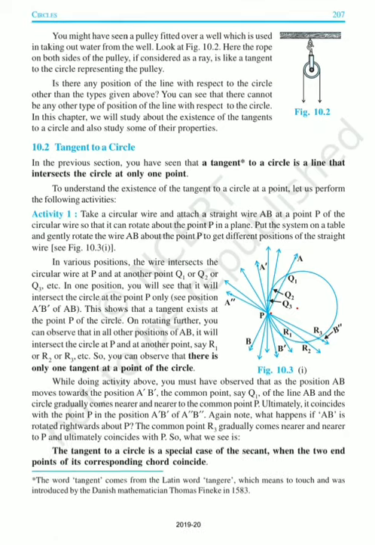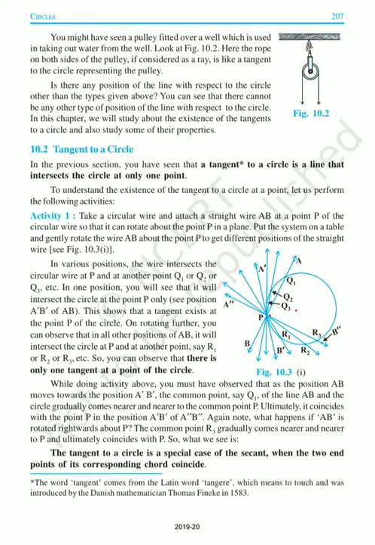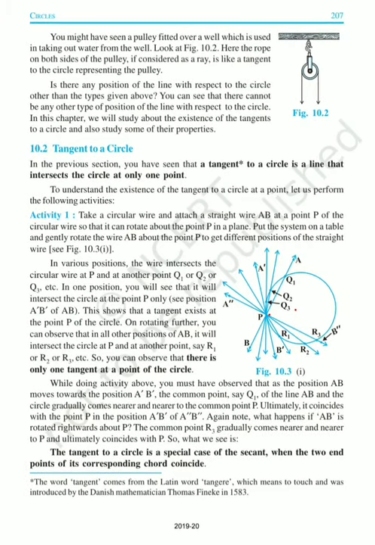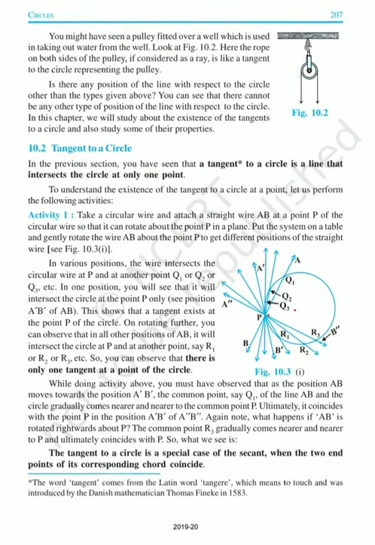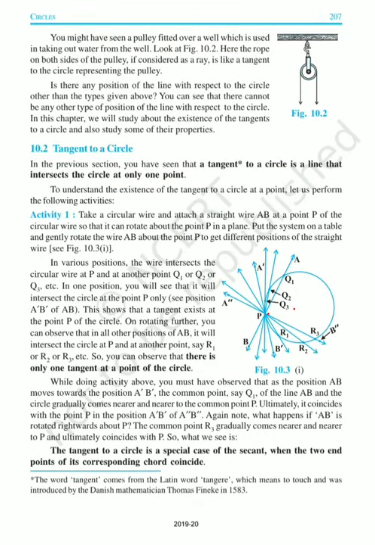You can see that there cannot be any other type of position of the line with respect to the circle. In this chapter, we will study the existence of the tangents to the circle and also some of their properties. Now, we will move to the tangent to a circle. In the previous section, you have seen that a tangent to a circle is a line that intersects the circle at only one point. Tangent means what? The line should touch the circle at only one point.